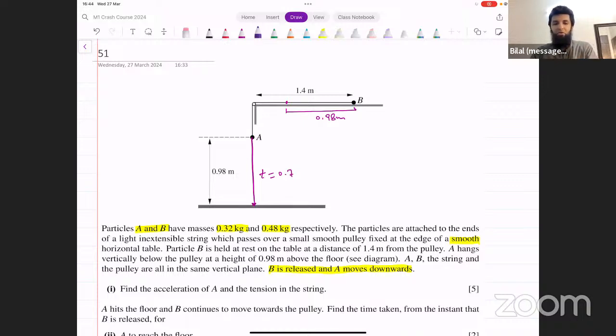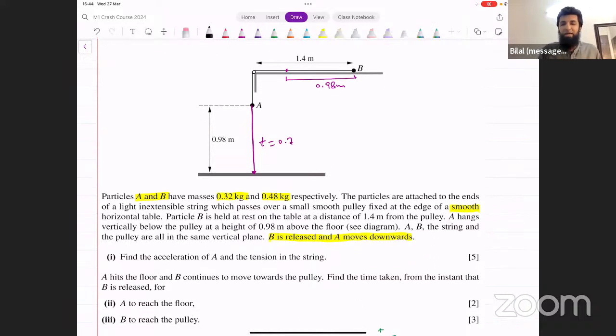So we are basically going to break our journey down into multiple parts like this. Now, this is something that will be very helpful in some of the other questions that we'll do later as well. Whenever you have multiple parts of a journey, I would suggest that you label those parts on your diagram like this so you can refer to them when you're working. For example, we could say the point where B started from, let's call that point X. And then at some point, the string is going to become slack. Let's call that point Y. And then the particle B is going to reach the pulley. Let's call this point Z.